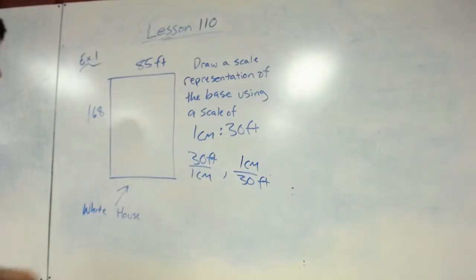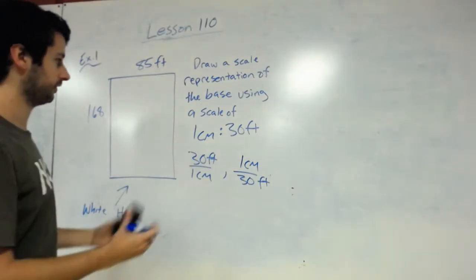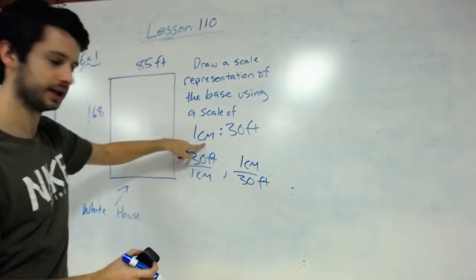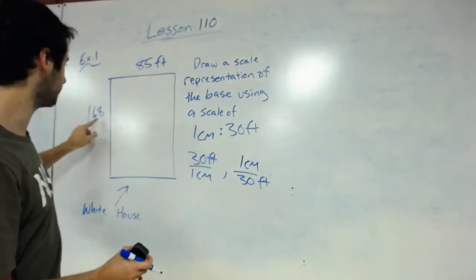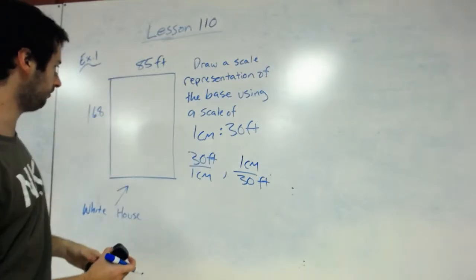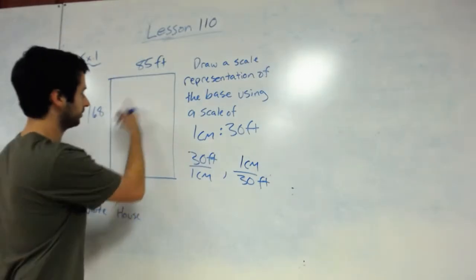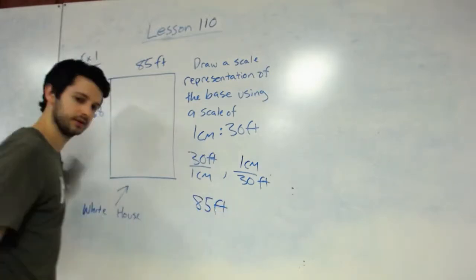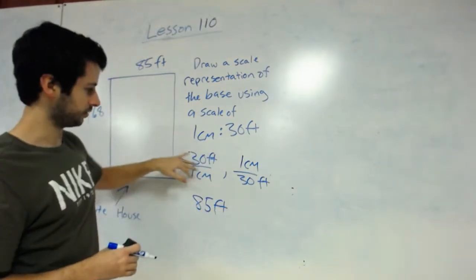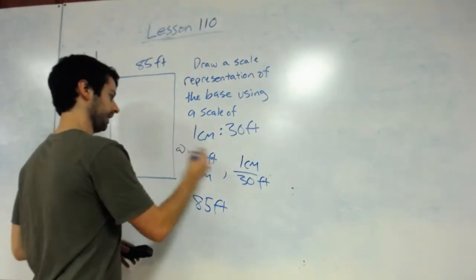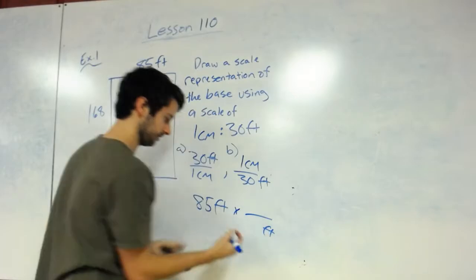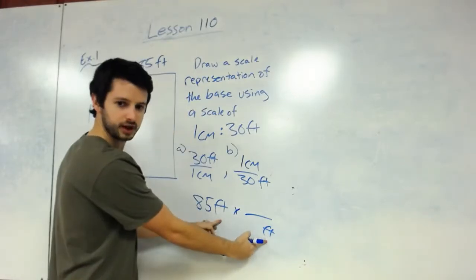So what we need to do is create a little scale. We have the feet right here. We want to get to centimeters. So I'm going to take each side length. For example, I'm going to take 85 feet. Now, which ratio do I need to multiply by, A or B, in order to get the feet to cross out? Because if it's top and bottom, they would cross out.